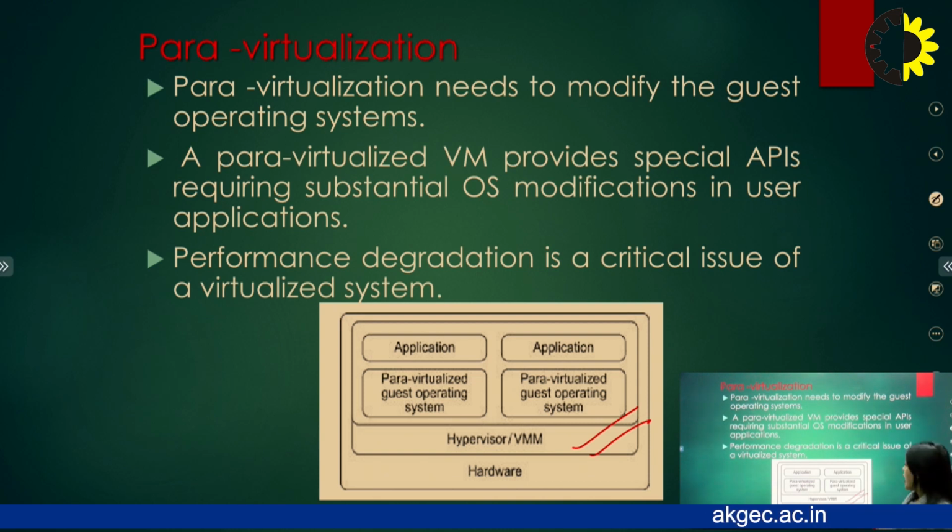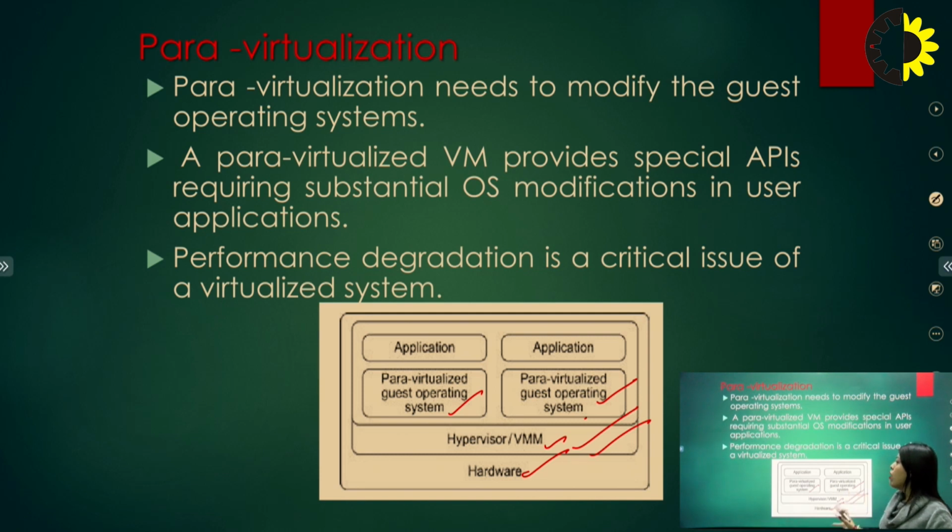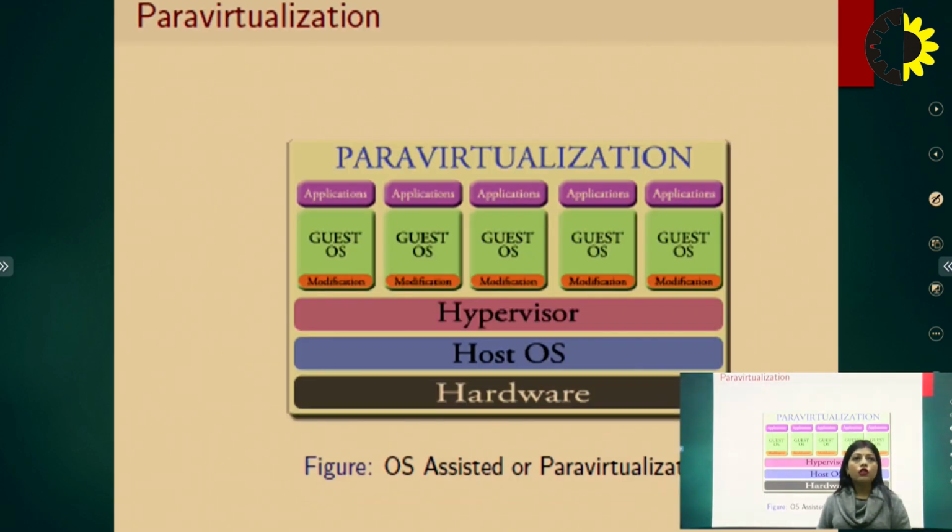In this we have a hardware layer. After the hardware layer we have a hypervisor or virtual machine monitor, and after that we have a para-virtualized guest operating system, because this works for the guest operating system. We have two para-virtualized guest operating systems. After that we have an application. So para-virtualization mainly works on the guest operating system.